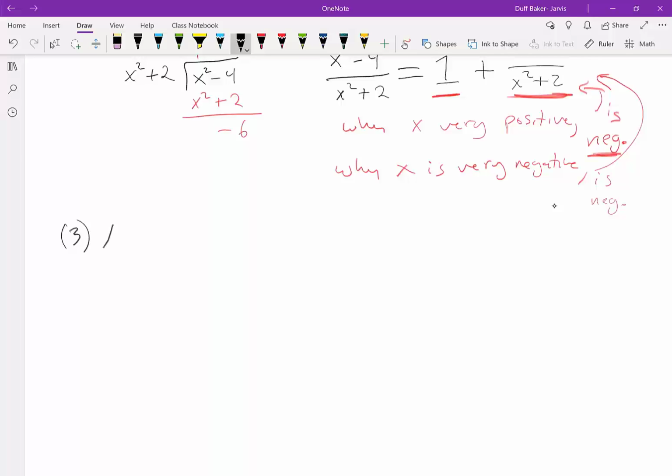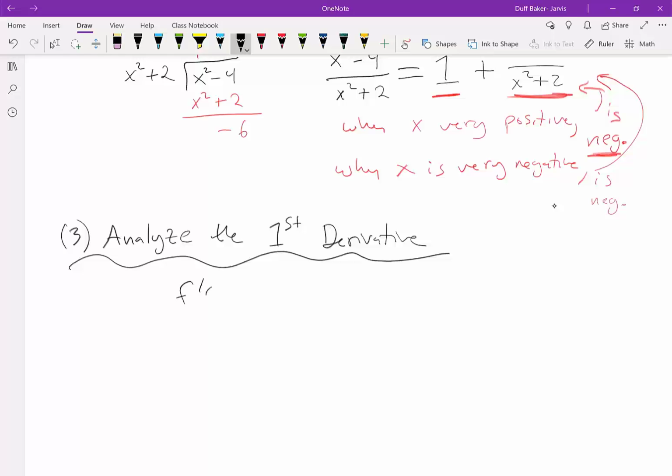Okay, so 3 is, we're going to see what does the first derivative of this function tell us? Let's copy the first derivative. So that was given in the problem. So the first derivative here is 12x over (x squared plus 2) squared.